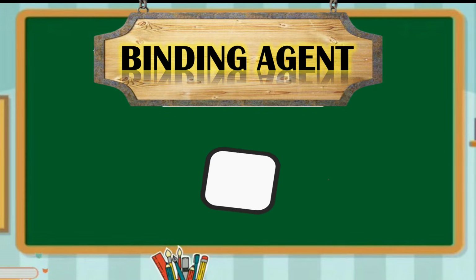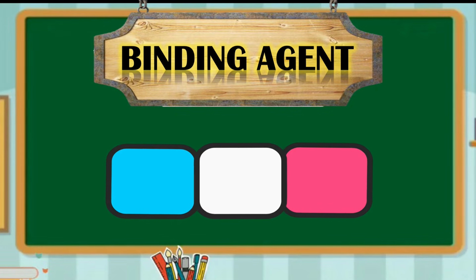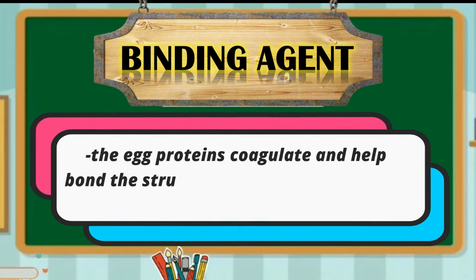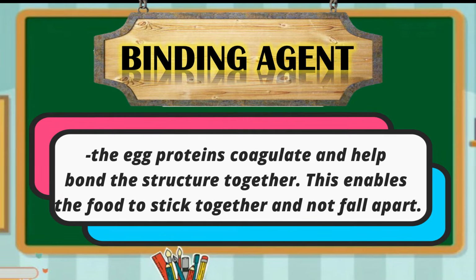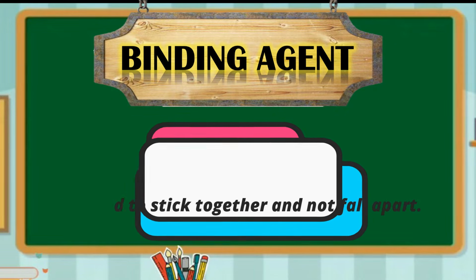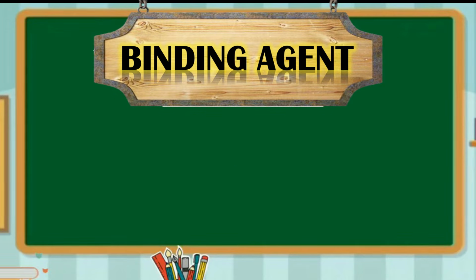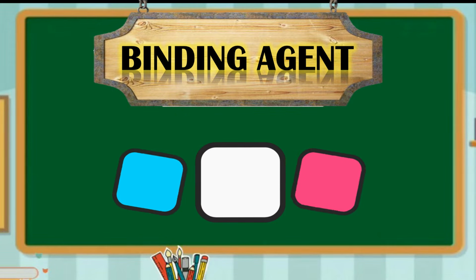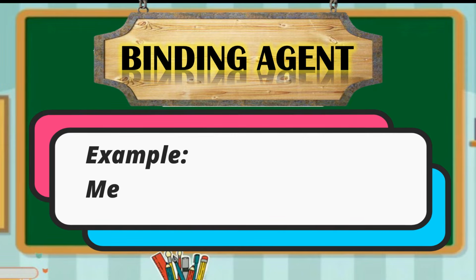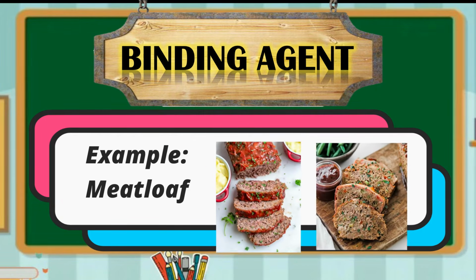Another use of egg is as binding agent. The egg proteins coagulate and help bond the structure together. This enables the food to stick together and not fall apart. Egg is used to bind the ingredients of a meatloaf.